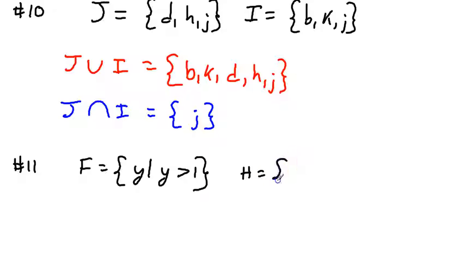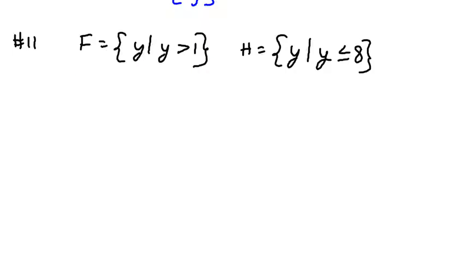Okay, and then the last 2 questions, they change gears a little bit. You're still finding union and intersection, but this time instead of it being a certain set, it's more of a range of numbers, or an interval of numbers. And this is one where it's probably better to actually do a graph on these.